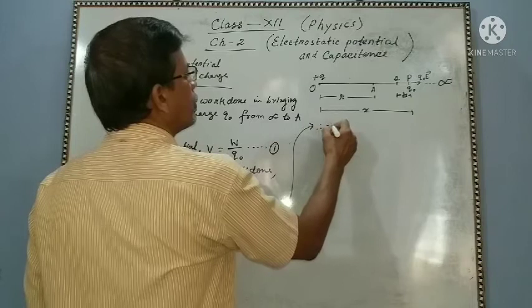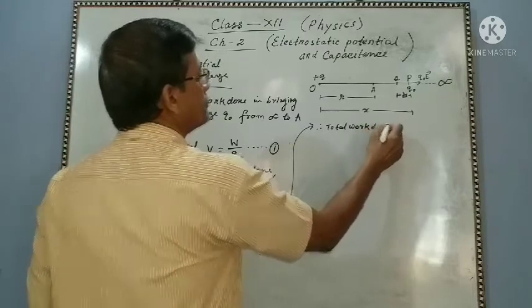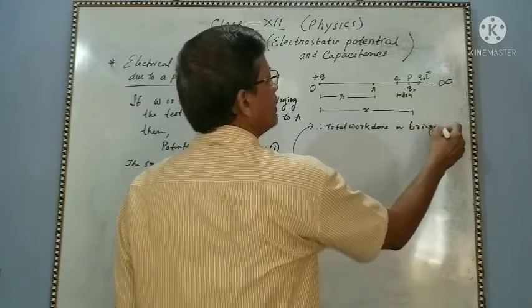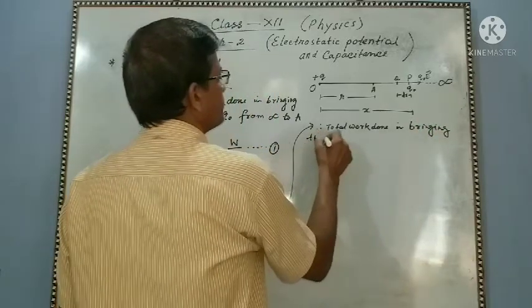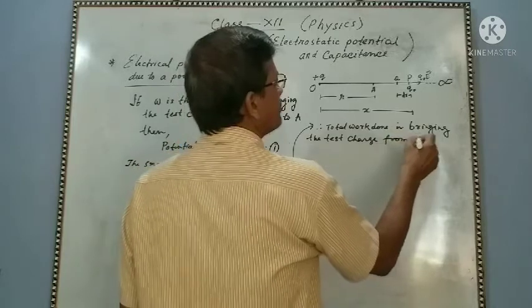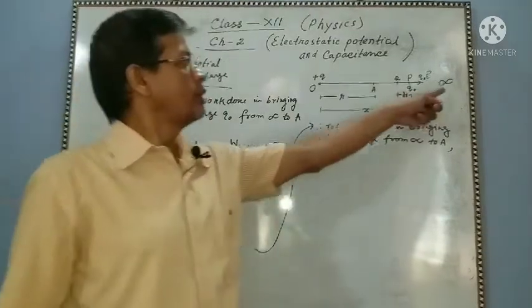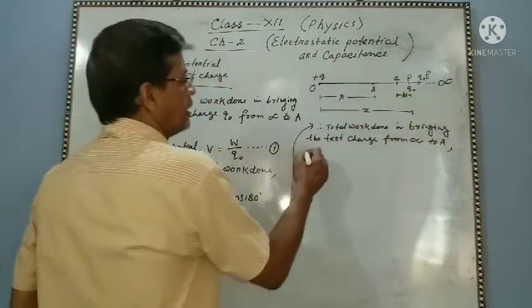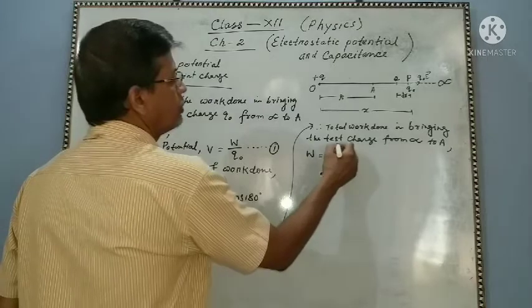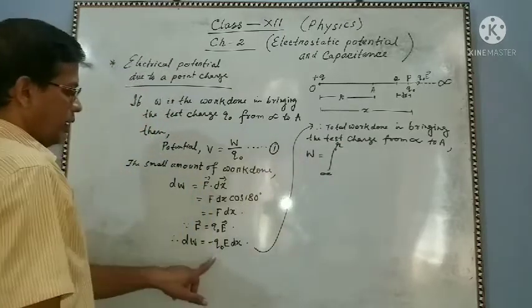Therefore, the total work done in bringing the test charge from infinity to A, what will it be? W equal to the integration with limits infinity to A. What is the distance of A? r. So the limits are infinity to r.